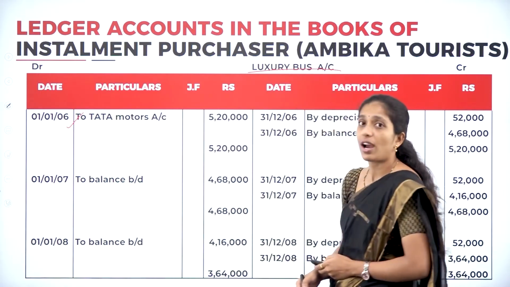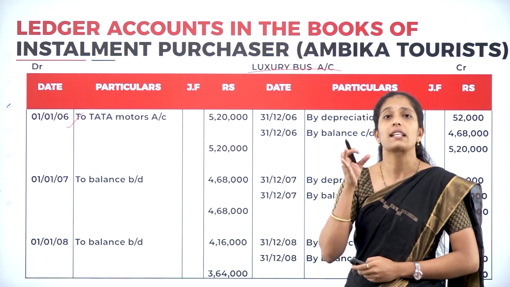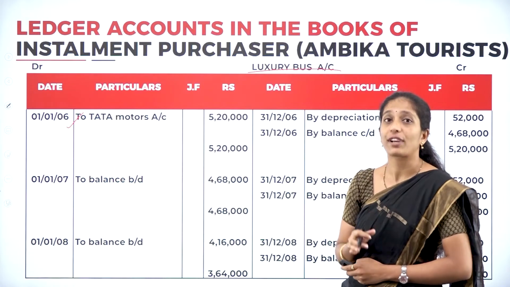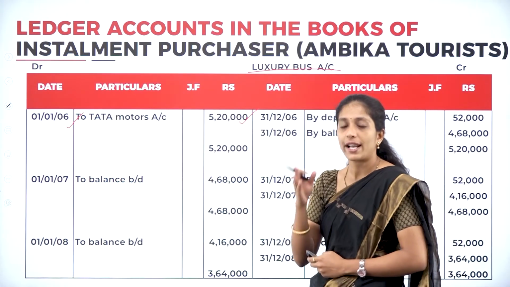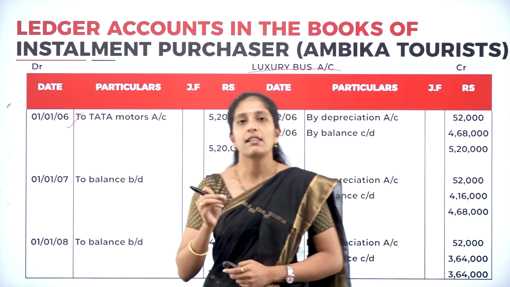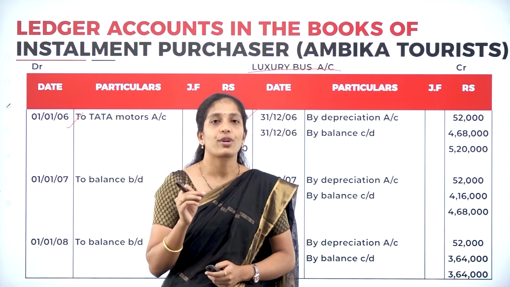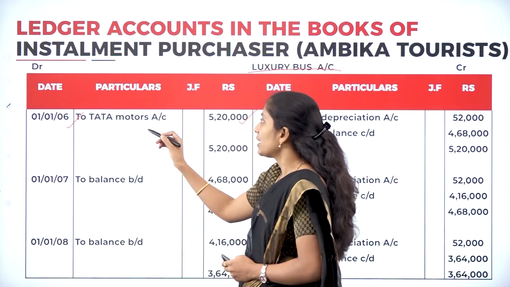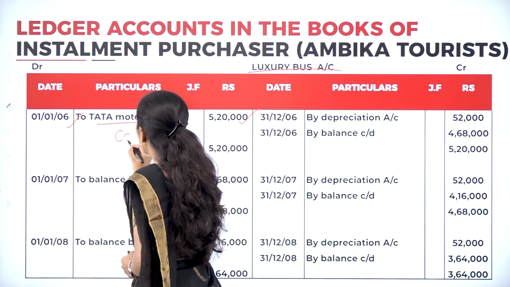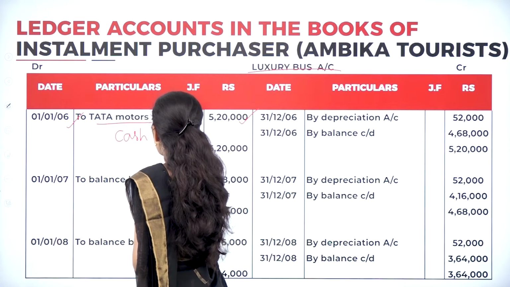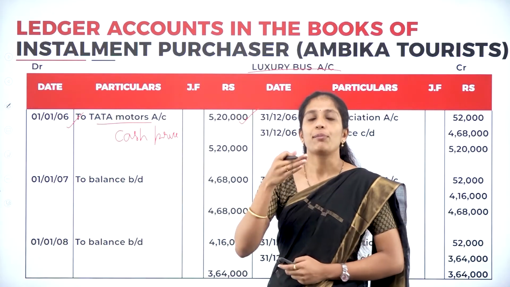Now how much amount do you have to transfer? That is the total of the cash price of the asset. So how much? 5,20,000. So your entry was asset account debit, interest suspense account debit, to installment seller account. So here how do you record? To installment seller. Installment seller is Tata Motors. So we'll record the cash price of the asset. Clear? That is 5,20,000. Now come to the second year.